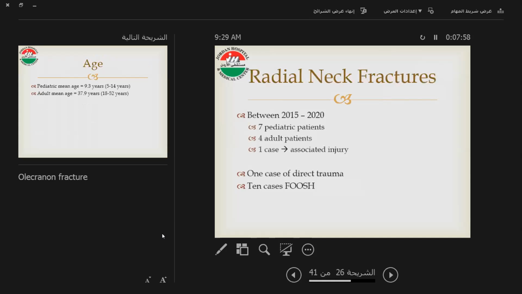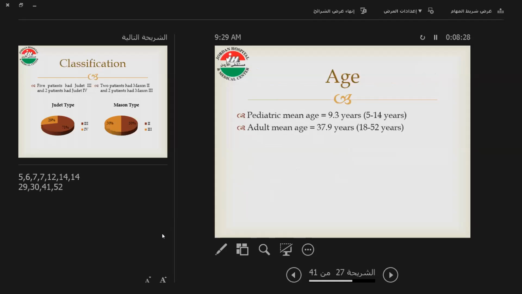Now, between 2015 and 2020 in Jordan Hospital, we treated 11 patients using the Metaizeau technique, 7 of them being pediatric patients and 4 of them being adults. One case only had an associated olecranon fracture. That case was caused by a direct trauma to the elbow joint. The other cases were all falls on an outstretched hand. The average age for the pediatric patients was around 9 years, ranging from 5 to 14. The adults had an average age of around 38 years, ranging from 18 to 52 years.